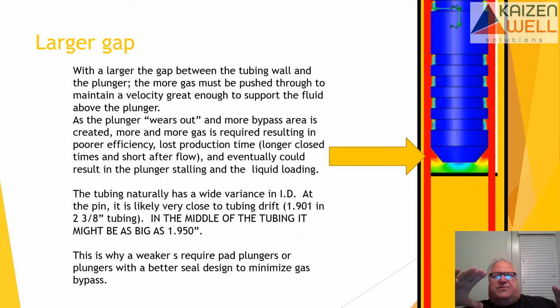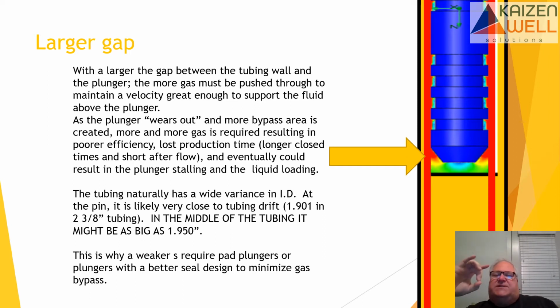The larger gap between the tubing wall and the plunger, as these plungers wear, and what's really happening is, think of it almost like an orifice plate, right? If you've got a tiny little hole and you're trying to push gas through that, you get a great big huge differential across that orifice plate, even at a very slow rate.